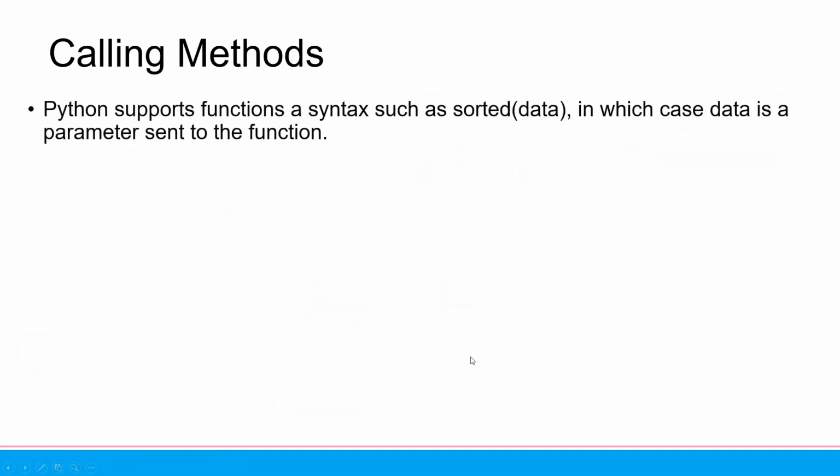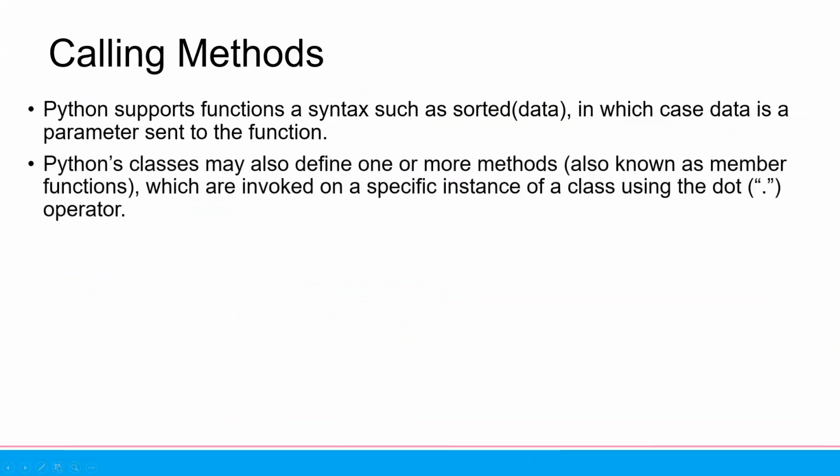When we are going to call methods, Python supports function syntax such as sorted(data), in which case data is a parameter sent to the function. Python classes may also define one or more methods, also known as member functions, which are invoked on specific instances of a class using dot.